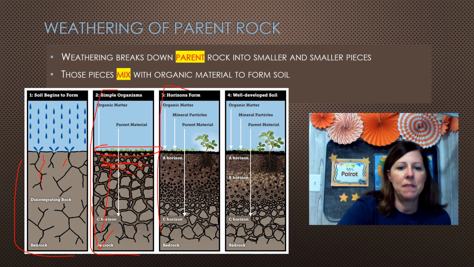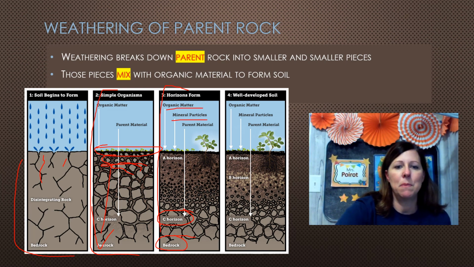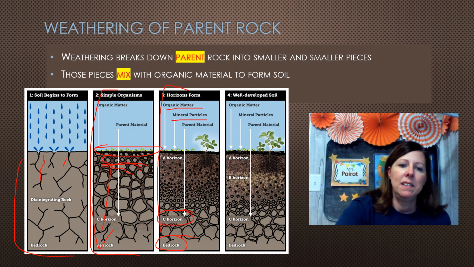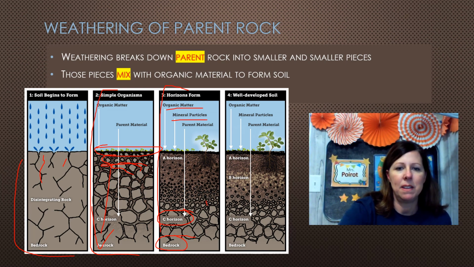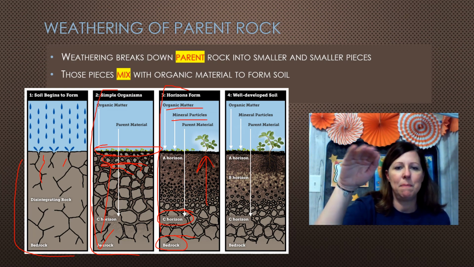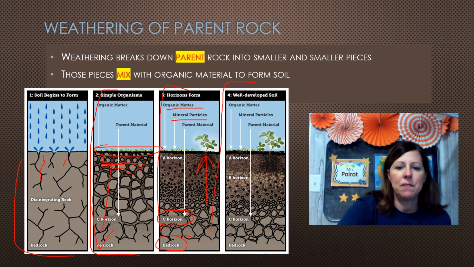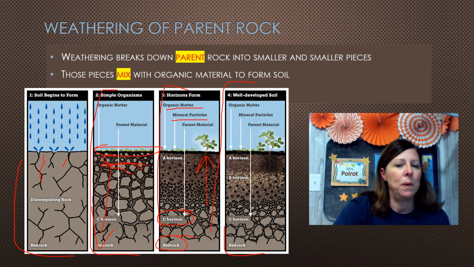In step 3, we've got bedrock at the bottom. That was our parent rock. Then we've got the C horizon, which is our parent material. It's just broken up. And then we've got mineral particles starting to form, and then we've got more and more organic matter. You can see that the particles are getting smaller and smaller as we move up the layers. And then finally, for step 4, that's where we have the well-developed soil.